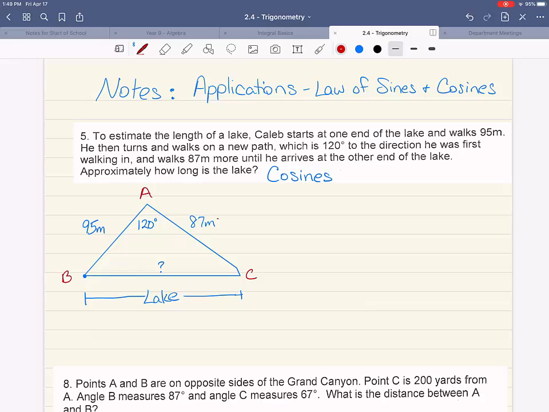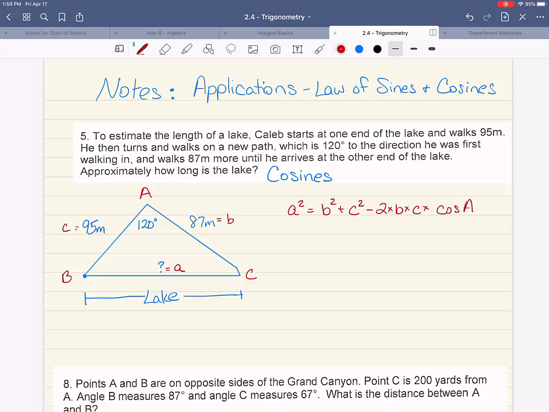So now I need to talk about what I know as far as sides go. The side 95 is little c. 87 is little b, and I'm actually solving for little a. So the formula says a squared equals b squared plus c squared minus 2 times b times c times the cosine of angle A.